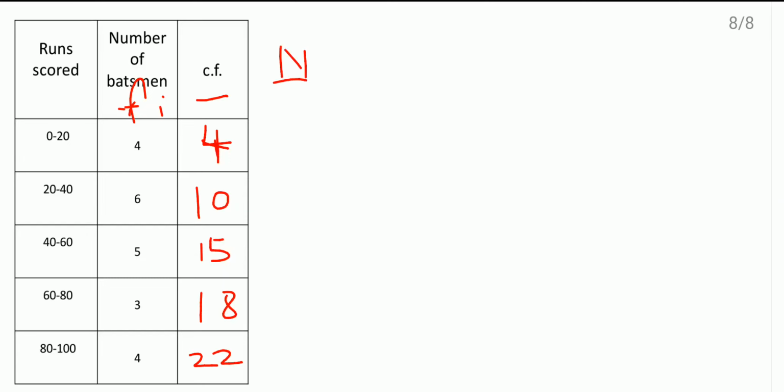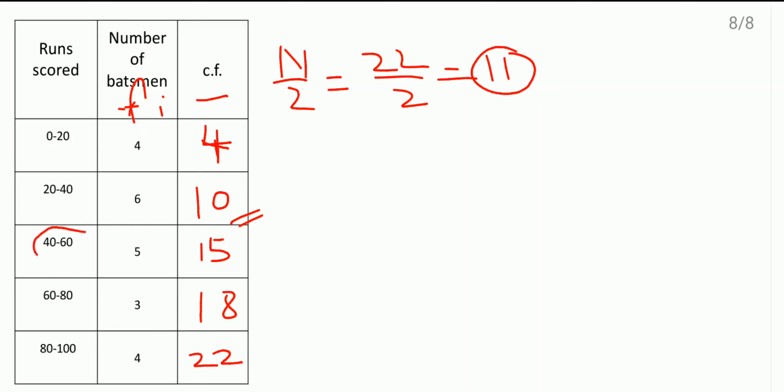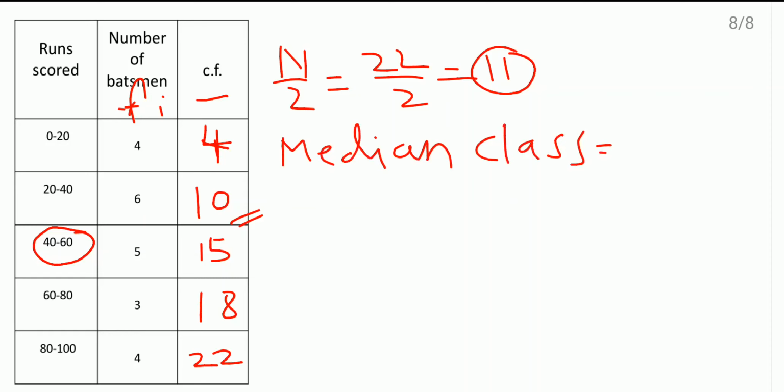So n by 2 is equal to 22 by 2, which comes as 11. Now what do I need to find out? In which class interval is this 11th observation coming? Till this one, 10 observations are there. The 11th observation will go into this class interval. Right? So this is the median class. So here I'll write down median class, which is equal to 40 to 60.